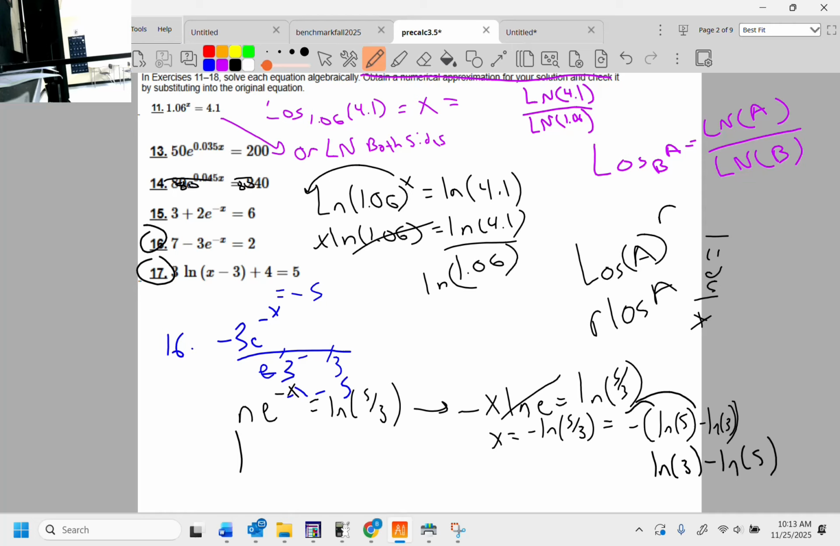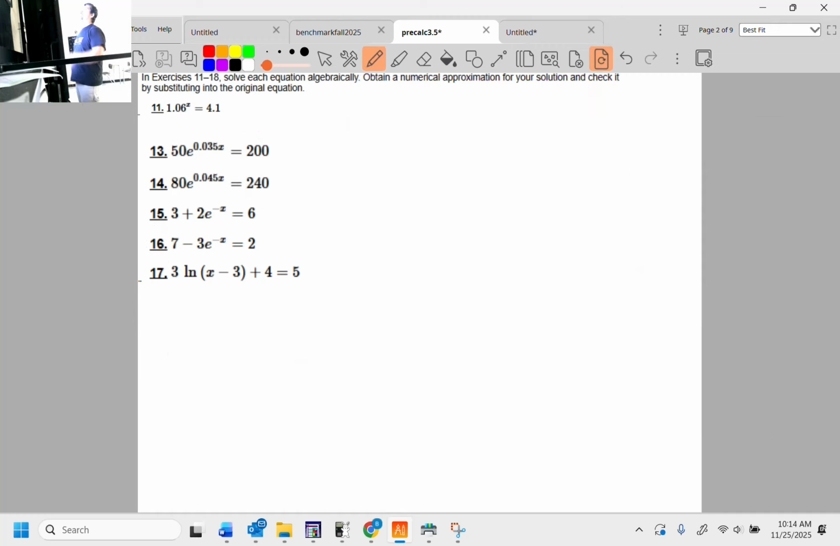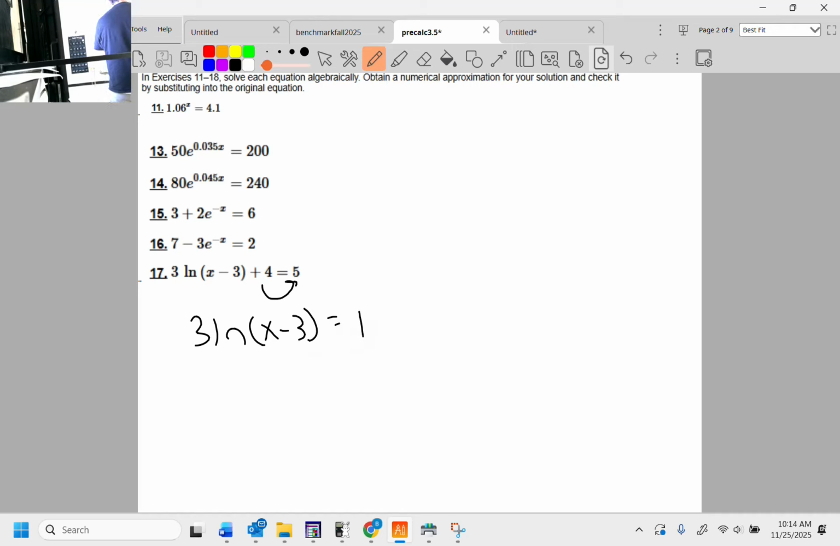I said I'd do 17 too. What's the baby step on 17? Subtract the 4. I'm gonna make it 1. Next little bit we'll move right out 3. Natural log of x minus 3 is a third.